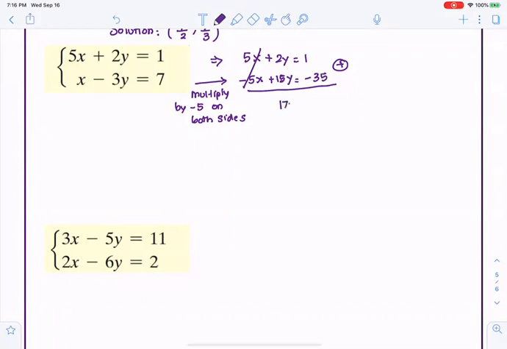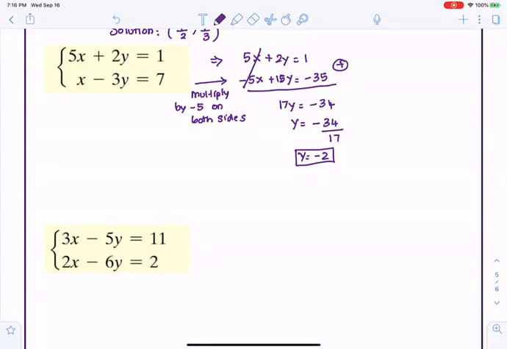So 17y would be equal to -34. y would be equal to -34 over 17. So y would simply be equal to -2. Now that we have y is equal to -2, we can plug it in one of the two equations.